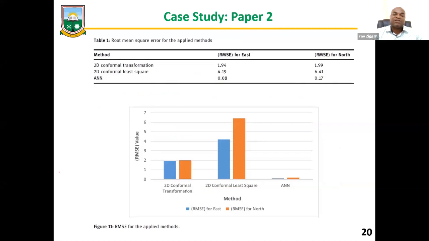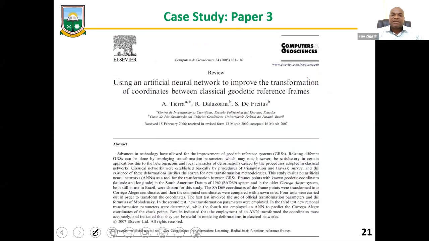Now, when you look at the least squares, the root mean square error for the eastings and that for the northings, you realize that that of the ANN was very small. Then this is also a paper written by Tierra, my mentor in Ecuador.